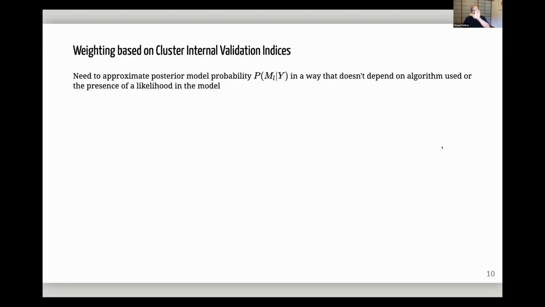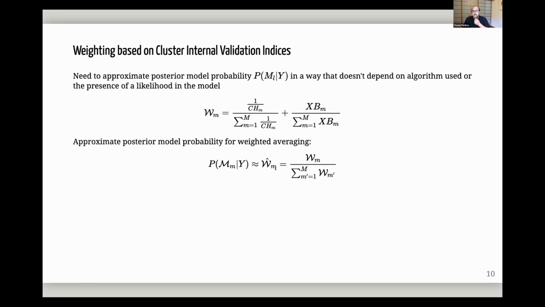So we need to approximate this posterior model probability in a way that doesn't depend on the specific clustering algorithm, and doesn't depend on a likelihood being present in the model. For instance, hierarchical clustering doesn't use a likelihood. Usually in the longer version of this talk, I'd talk about the rationale, but basically this is what we use. We use a combination of 2 clustering internal validation indices, the Calinski-Harabasz and the Silhouette indices, and we combine them in this way. Then we normalize that weight and use it as an approximation for the posterior model probability. You can find details in our preprint, which I'll link at the end.